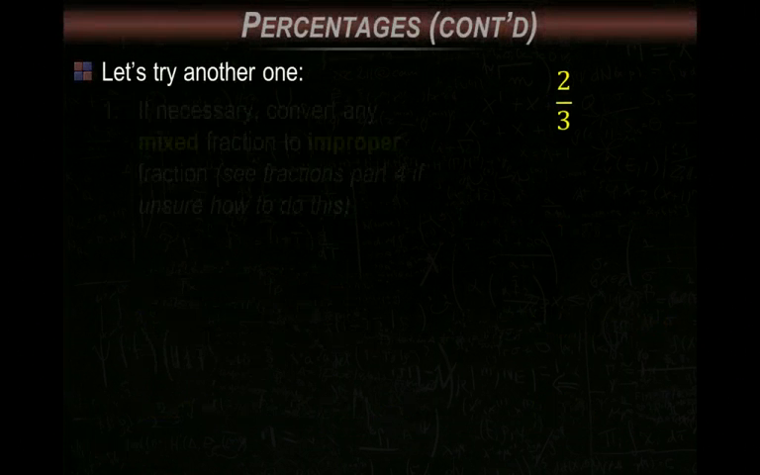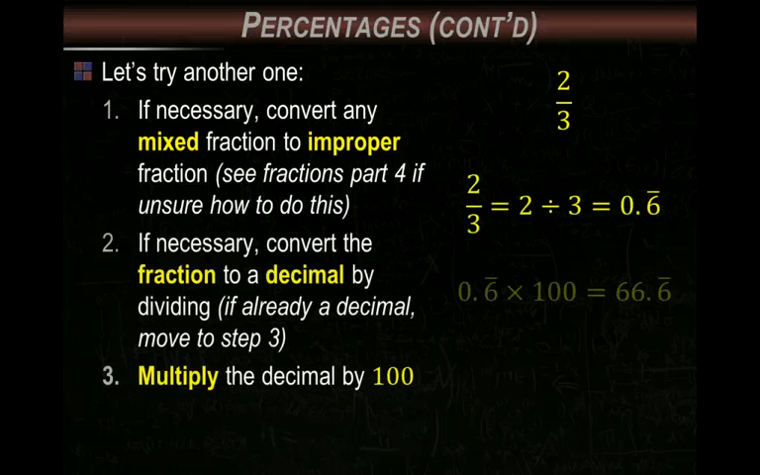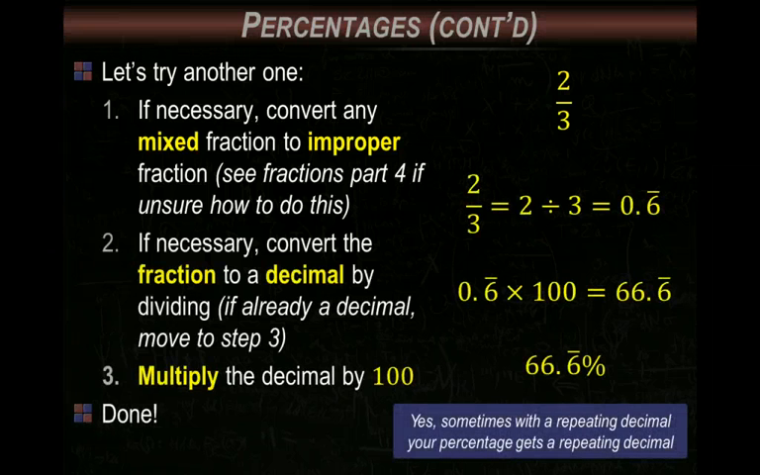Let's try this one. 2/3. 2 divided by 3 is 0.6, repeating. Okay? 0.6 repeating times 100 equals 66.666666, or 66.66666%. At some point you could round that off, but I didn't say you needed to do that, okay?